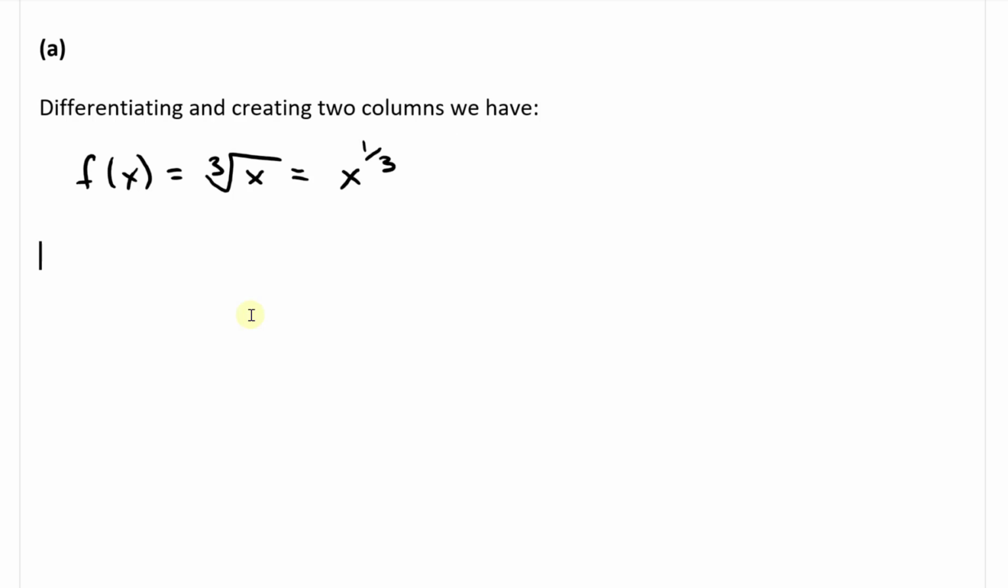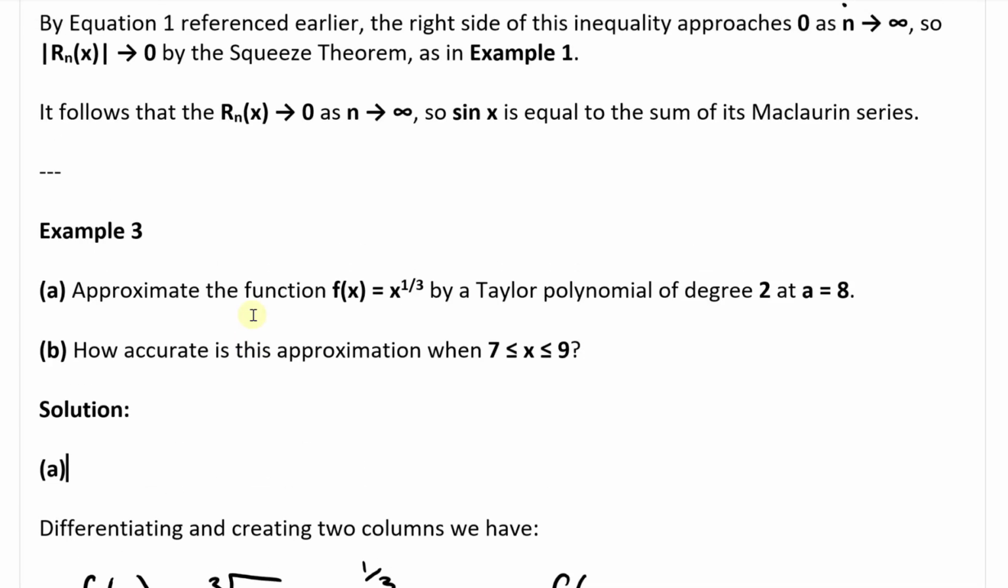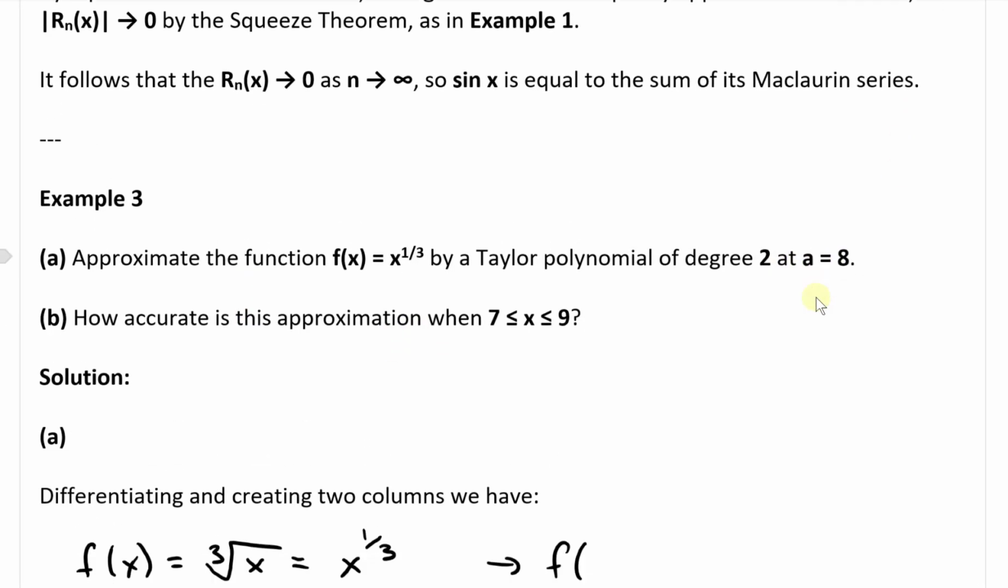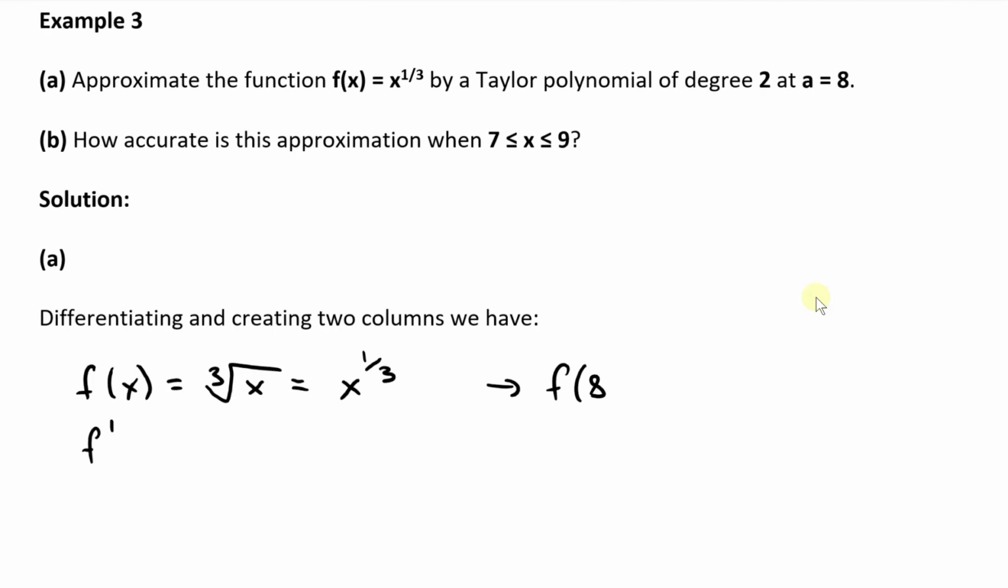Alright, I just moved it over there to get some more space. Now, before we take the derivative, let's plug in the value. So f of 8, because this is going to be at a equals 8. Remember, for a Maclaurin series a equals 0, so here a equals 8, and we're going to plug that in for the Taylor series. We need that. So f of 8 is going to equal 8^(1/3), which equals, remember, 2 times 2 times 2 gets 8.